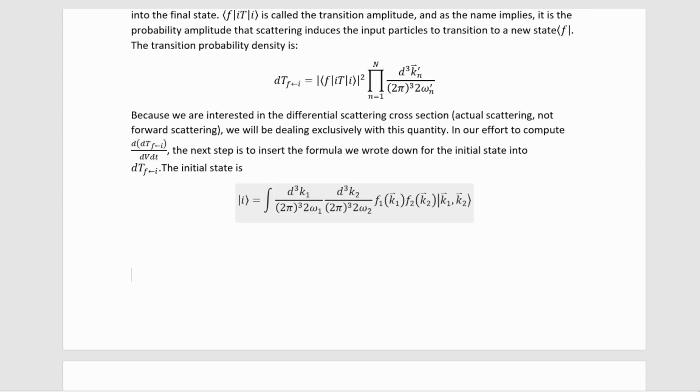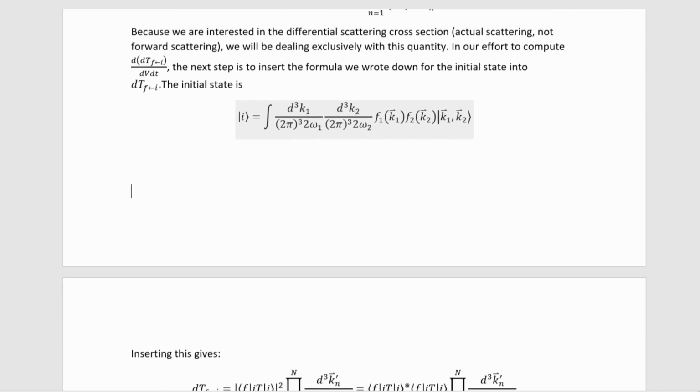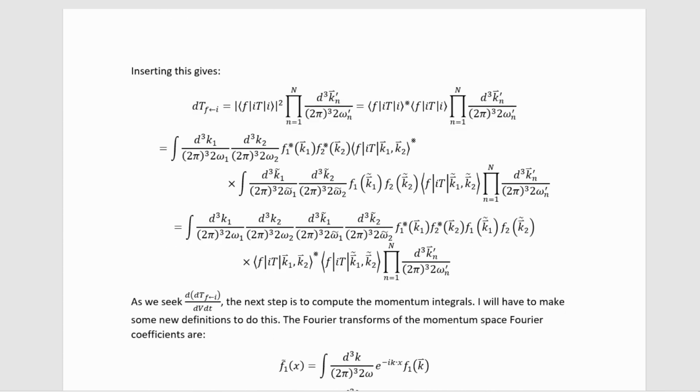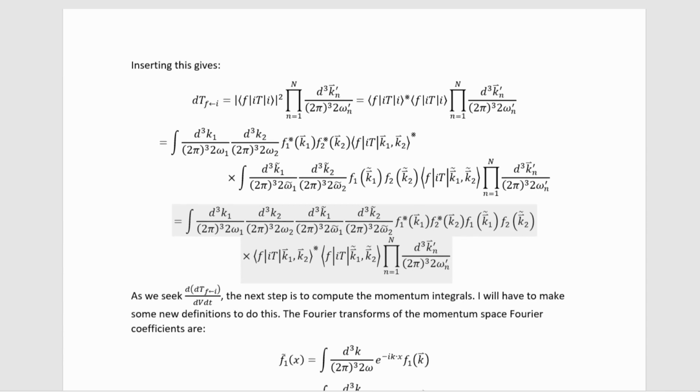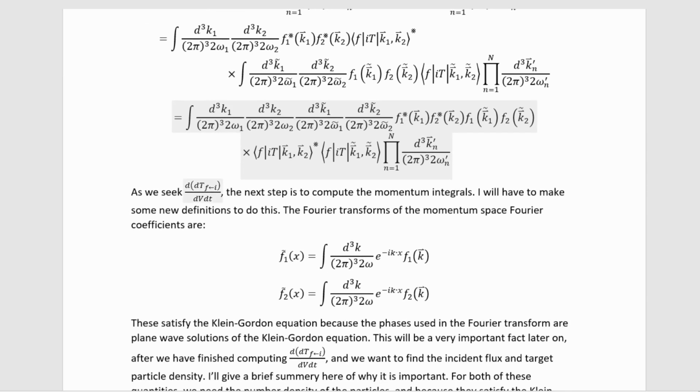In our effort to compute this, the next step is to insert the formula we wrote down for the initial state into this quantity. Remember, the initial state was given by this formula. If we insert it, then we find ourselves with this insane formula, and then simplifying a little bit, which just in this case consisted of moving some of these factors around, gets us to this. We ultimately seek this quantity, and the next step to computing it is to compute the momentum integrals. I will have to make some new definitions to do this, and also carry out some more manipulations before we ultimately get to doing it.